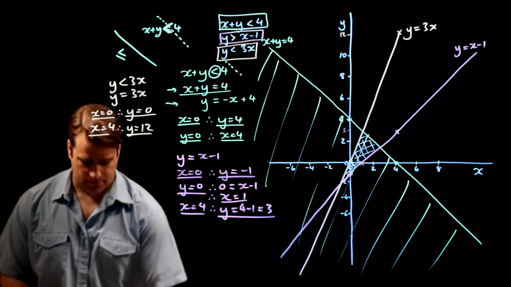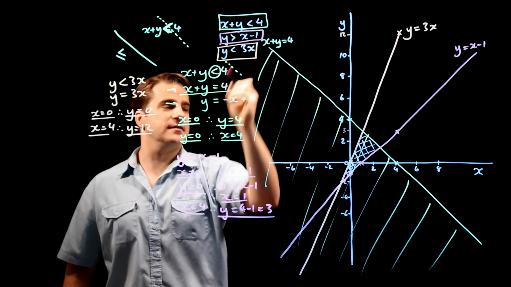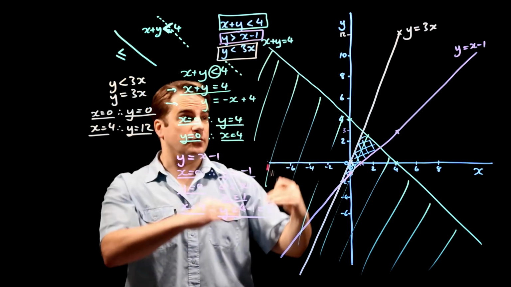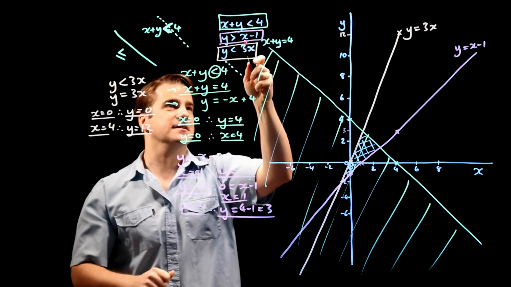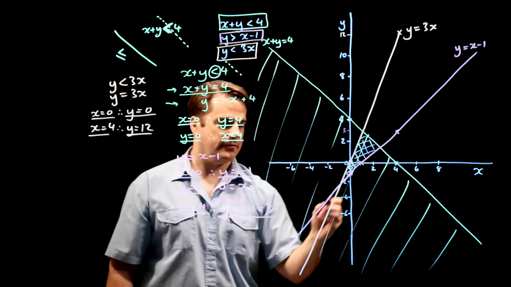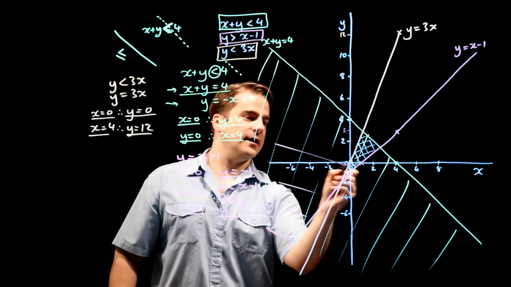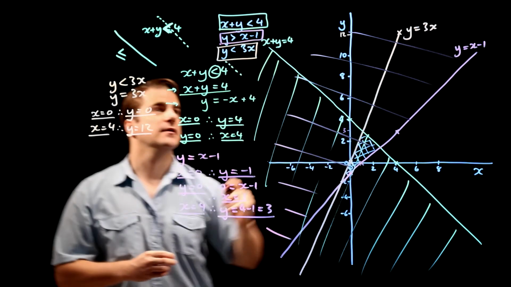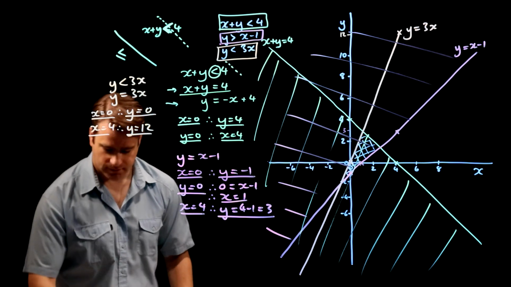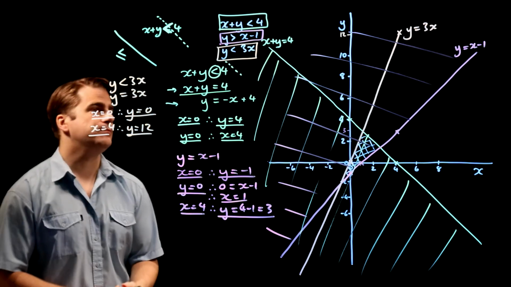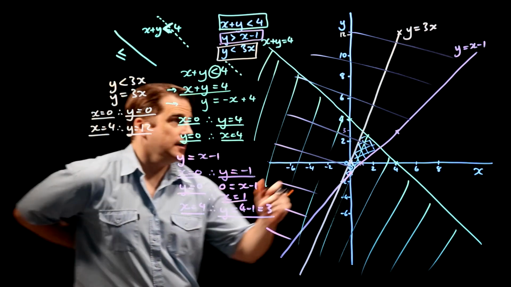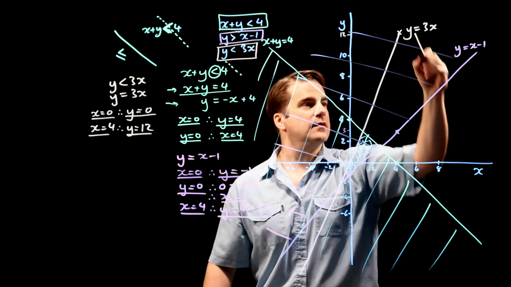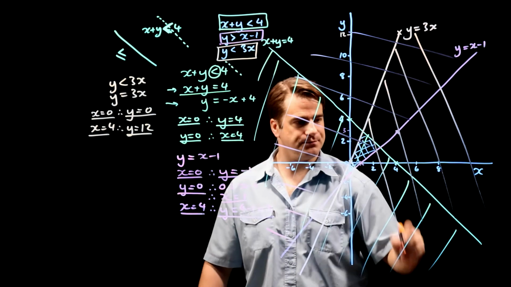Right. The region y is greater than x minus 1. Y is greater than, this is y direction, greater than, in that direction, x minus 1. So it's the whole of this region here. Okay, that's the whole of the region of just y is greater than x minus 1. And y is less than 3x. Well, there's the line y equals 3x, so less than 3x is the region below it. So that's the whole of this region here.